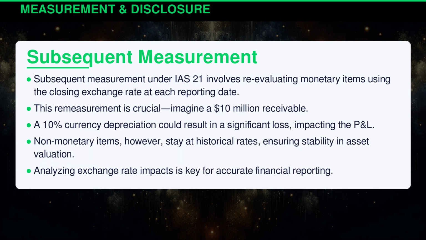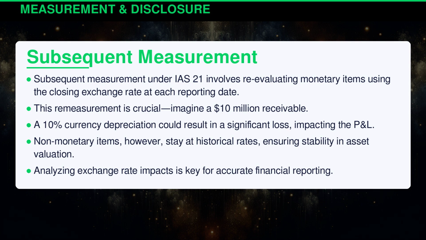Subsequent measurement under IAS 21 involves re-evaluating monetary items using the closing exchange rate at each reporting date. This remeasurement is crucial. Imagine a $10 million receivable. A 10% currency depreciation could result in a significant loss, impacting the profit and loss. Non-monetary items, however, stay at historical rates, ensuring stability in asset valuation.